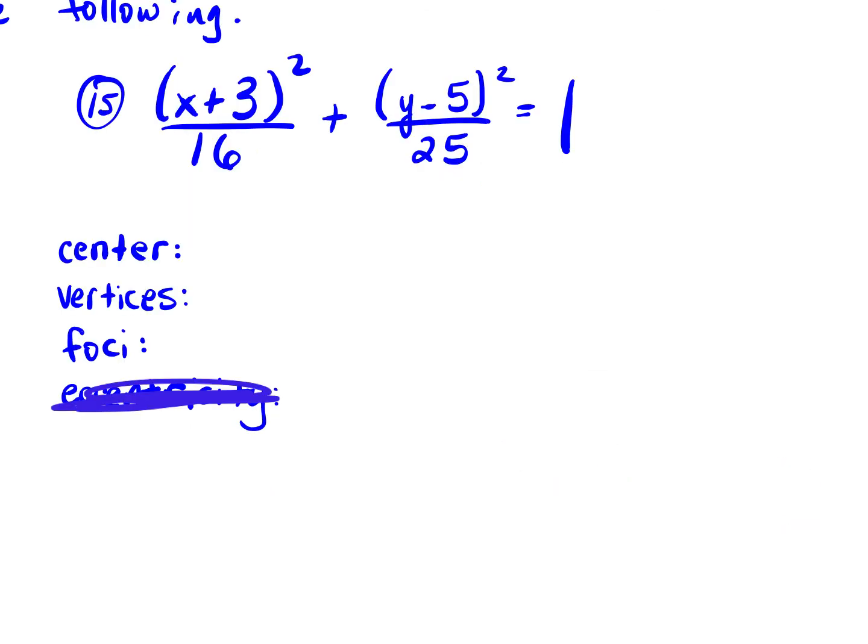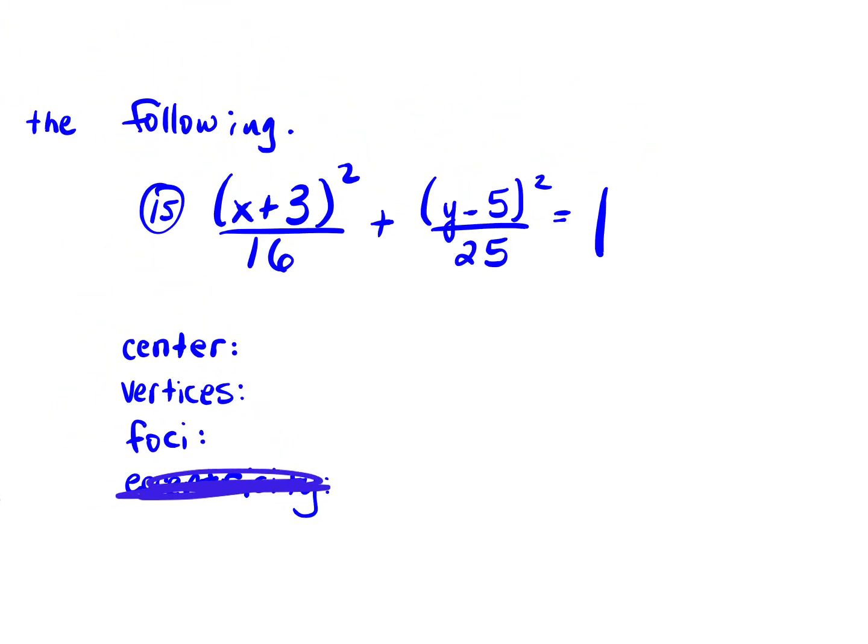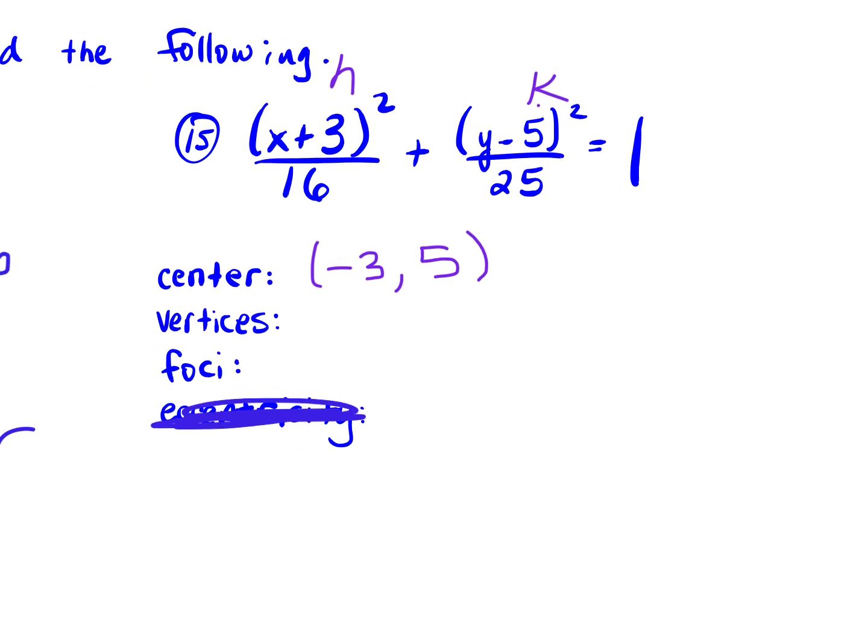Okay, last one, here we go. If we're going to identify the center, first of all, this is my h and this is my k, because h is the x value, k is the y value. So my center would be at -3, +5. So again, guys, to find your vertices and to find your foci, you need to have your a, b, and your c. So my a value and my b value, the bigger denominator is your a value.